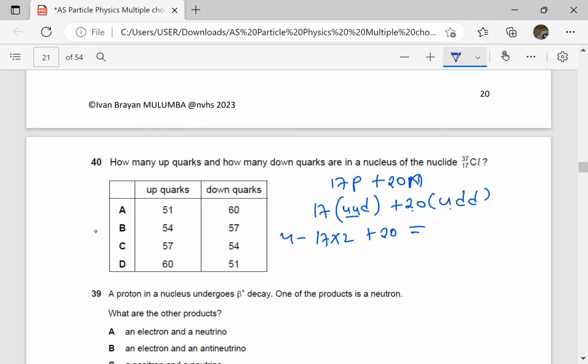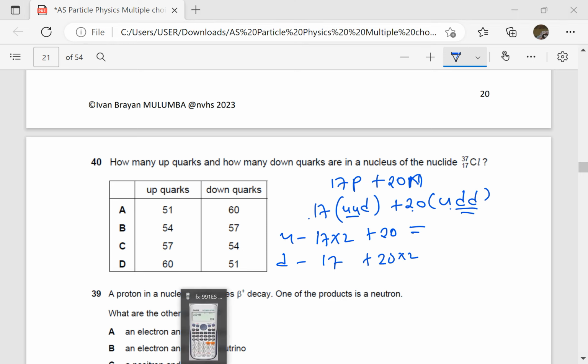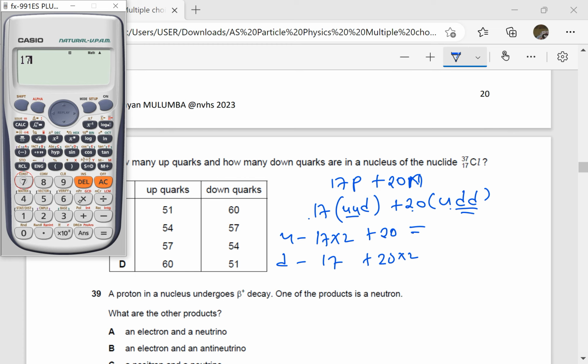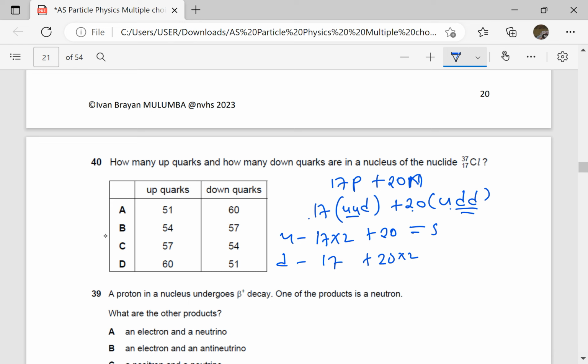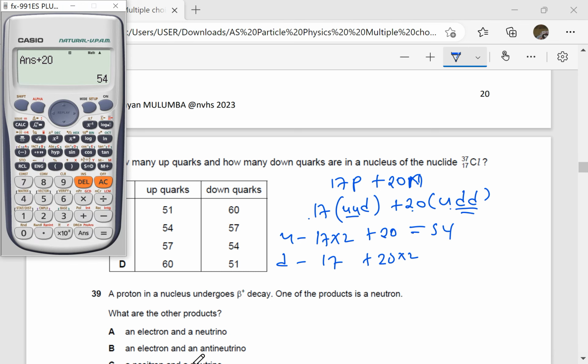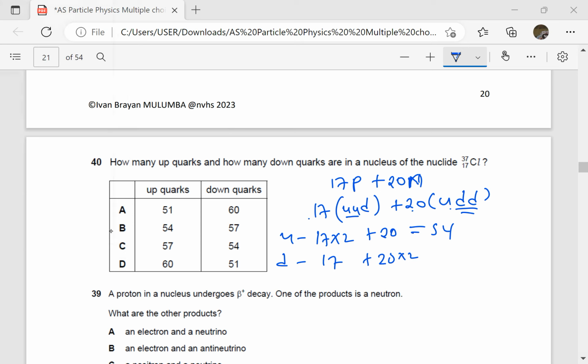So these are up quarks. Down quarks, we have 17 times 1 plus 20 times 2, because there are 2 here. So 17 times 2 plus 20, there are 54 up quarks. And 17 plus 40, there are 57 down quarks. So 54, 57, the answer is B.